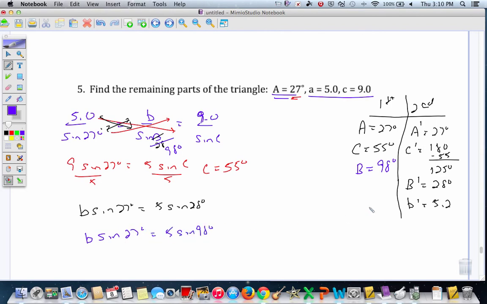And we plug 98 degrees back in over here, and I'd have B times the sine of 27 equals 5 times the sine of 98. And we'd solve for side B in this first triangle and get about 10.9. So you can see a second time where we had two triangles, all based around this idea of supplementary angles, and our angle sum being 180 degrees. And that is our ambiguous case for the law of sines.